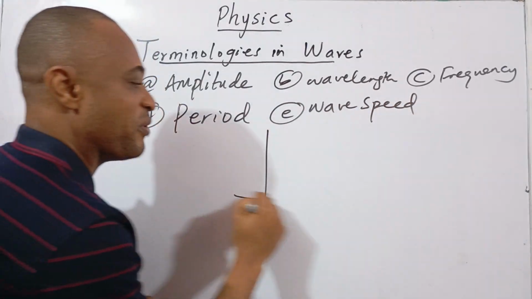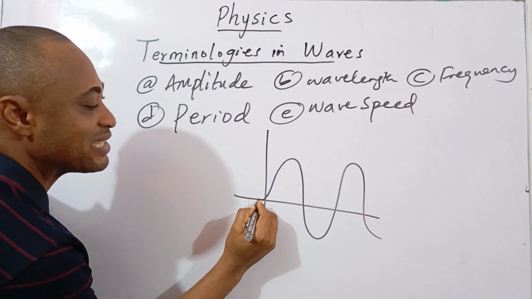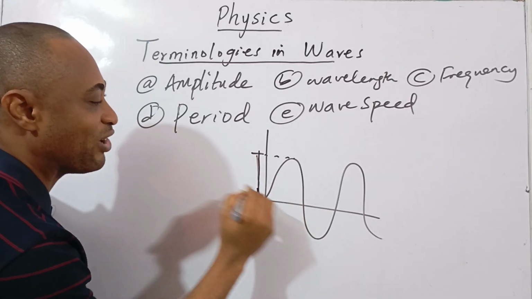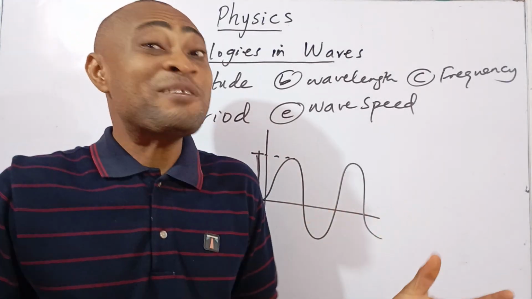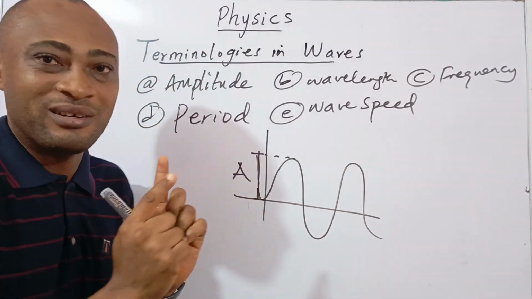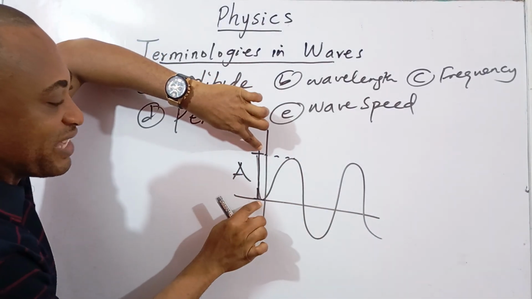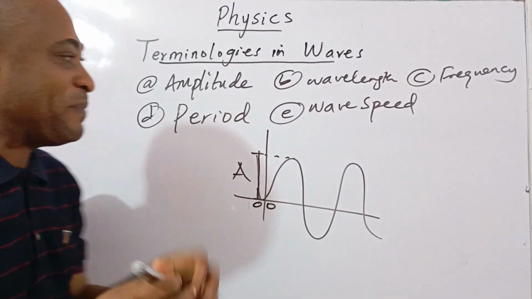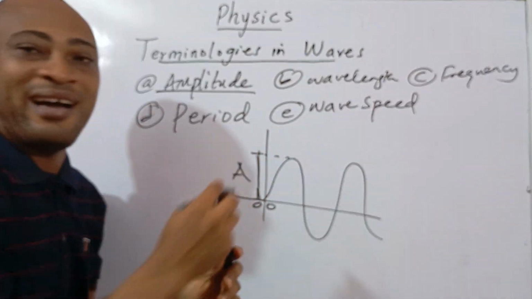I'm sure you've seen a wave drawn. This distance, the height covered by the travel of the wave, is my amplitude. The maximum displacement of a wave from its equilibrium position. Look at it, the wave is displaced to this height. So from the equilibrium position, that's from this zero mark, the maximum displacement of a wave from its equilibrium position is my amplitude.